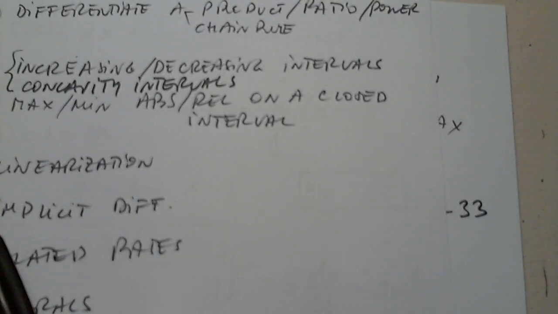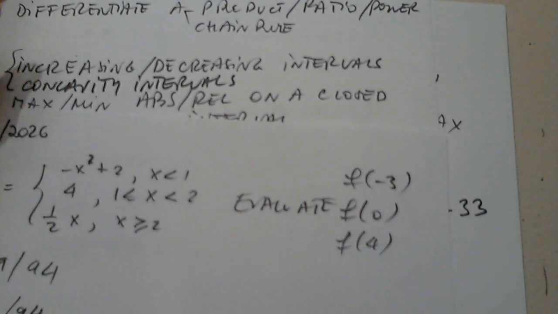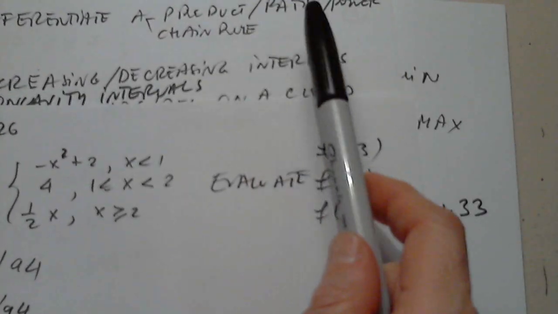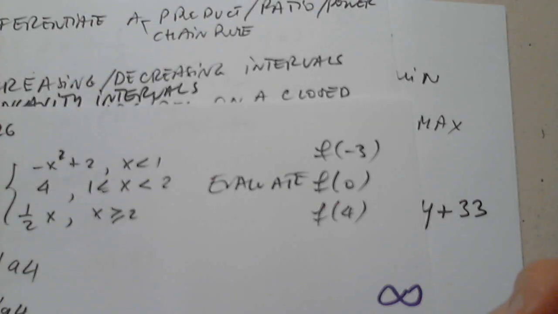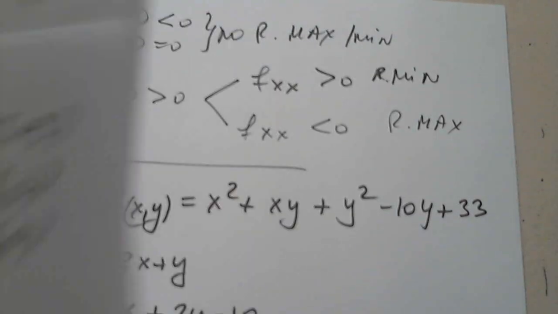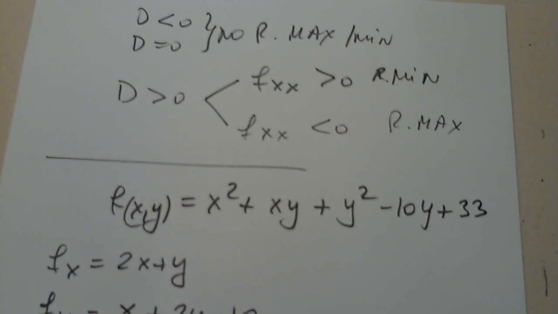Okay, can we do 11? Yes. So what do you prefer? A product, ratio, power, chain rule? Chain rule. Okay. So here's an example for the chain rule.